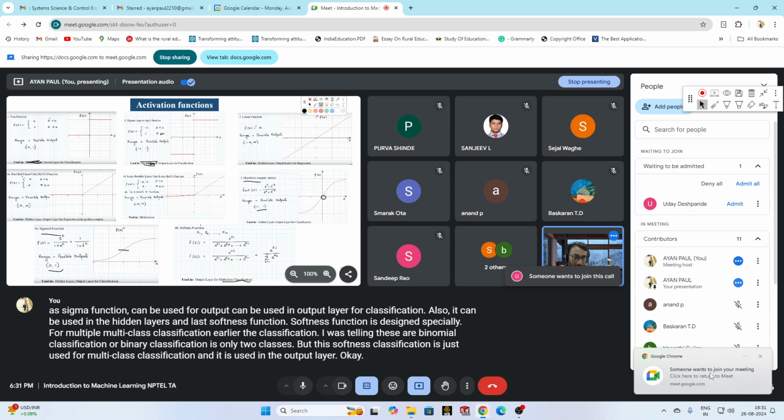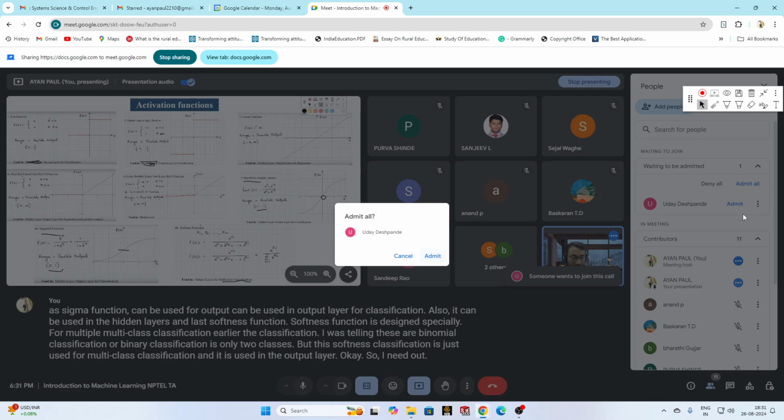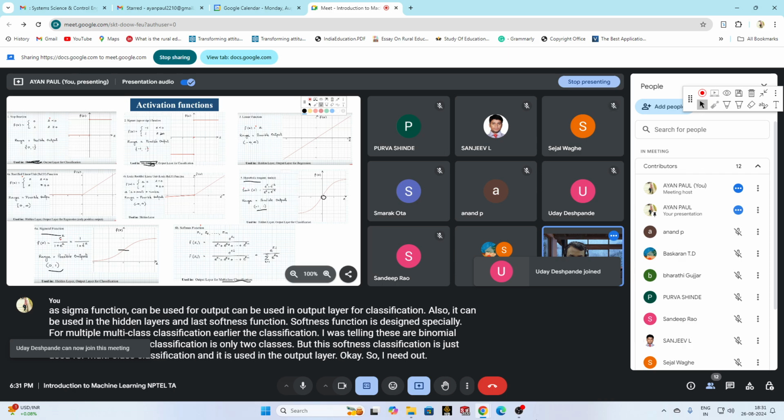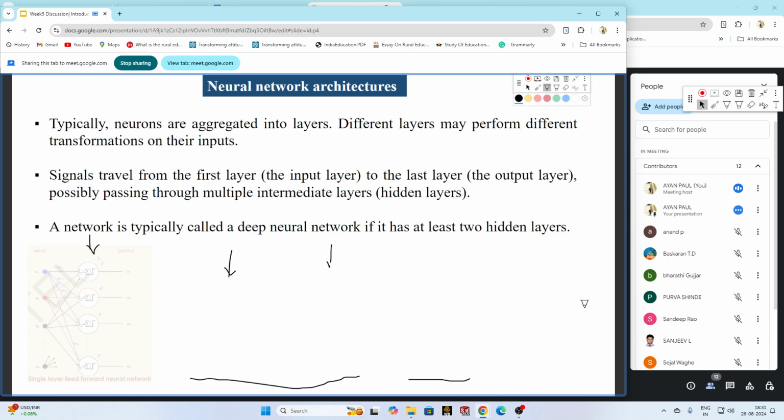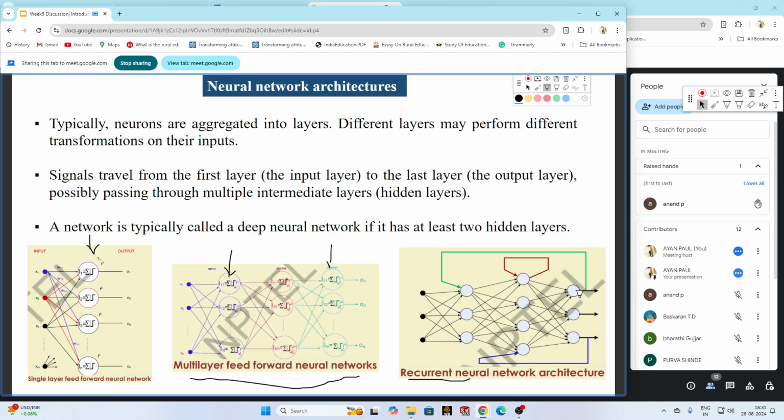Okay, so any doubt? Any doubt in these two slides? Very important slides, activation function as well as neural network architecture. So any doubt in this? Yeah, Anand, please.